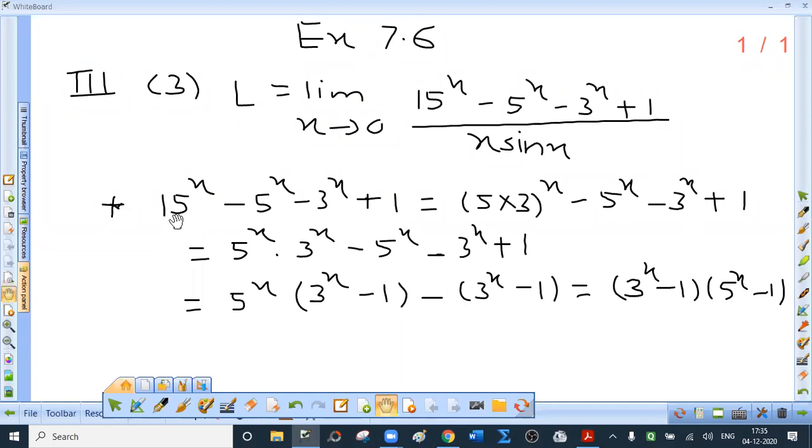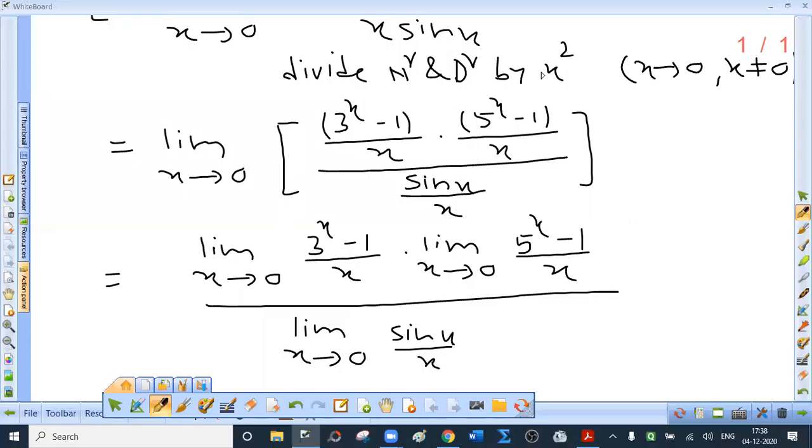See, what is 15? 3 into 5. (ab) raised to m is a raised to m into b raised to m. See, I think the limit is to be used in the last step. So this is not actually calculus. This is just factorization, simplification, LCM, trigonometry, logarithm, etc. So take 5 raised to x common from the first two terms, you get this. Take minus 1 common from the last two terms. Take this bracket common. Yes, we have expressed the numerator as a product of two exponential functions. Right.